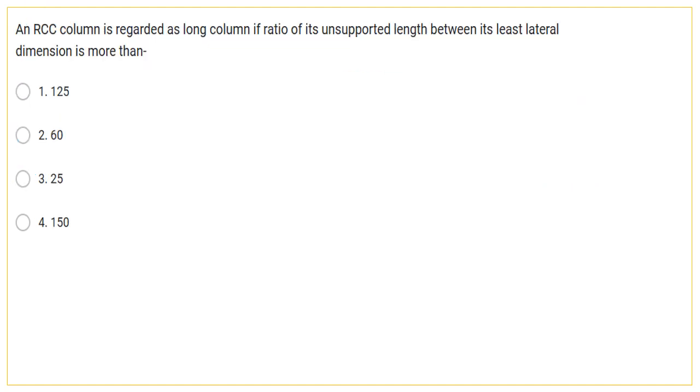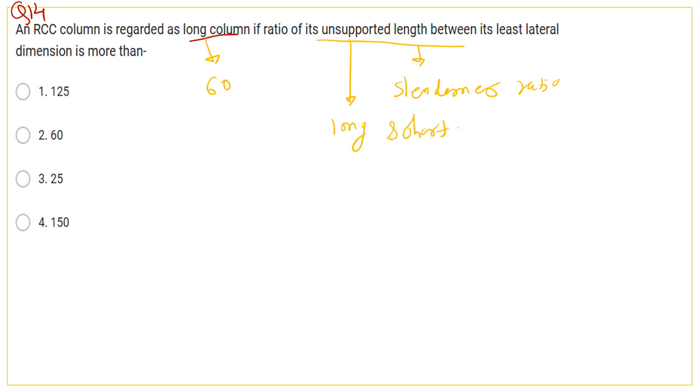The next question is question number 14. An RCC column is regarded as a long column if the ratio of its unsupported length to its least lateral dimension is more than. In case of unsupported length, the least lateral dimensions depend upon the slenderness ratio, and for the long column the slenderness ratio is 60. Okay, here the unsupported length is used for the long and short column. So for question number 14, option number 2 is correct.